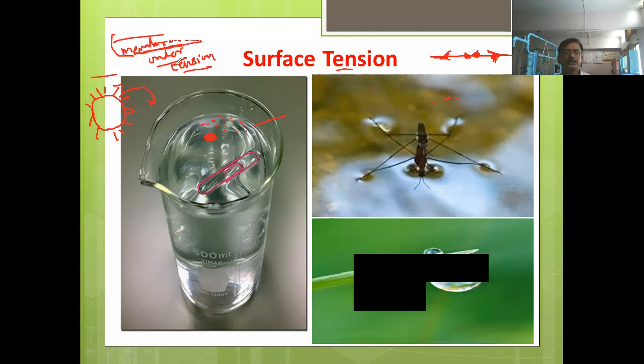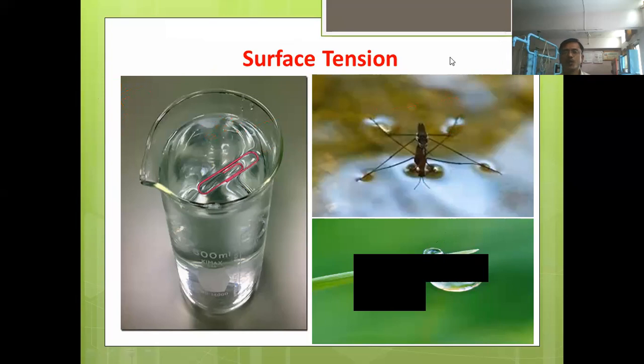And how is this a membrane? It is under tension. Because of this surface tensile force, the surface behaves like a membrane under tension, and because of that the object is observed floating, and these insects can also slide or move on the surface of the water, and there is a formation of a spherical shape of the bubble.